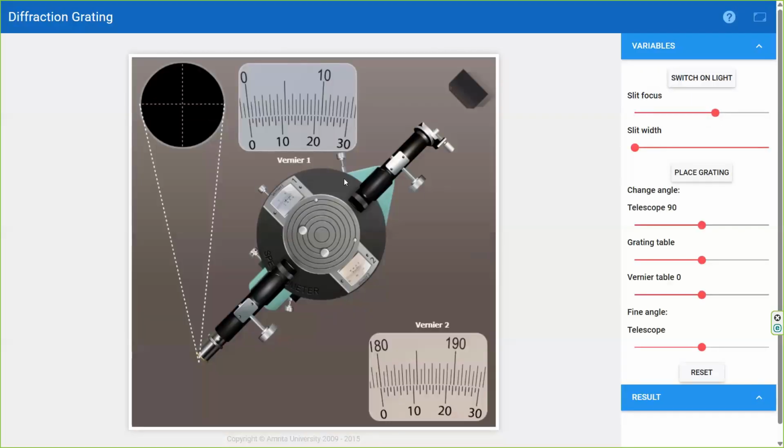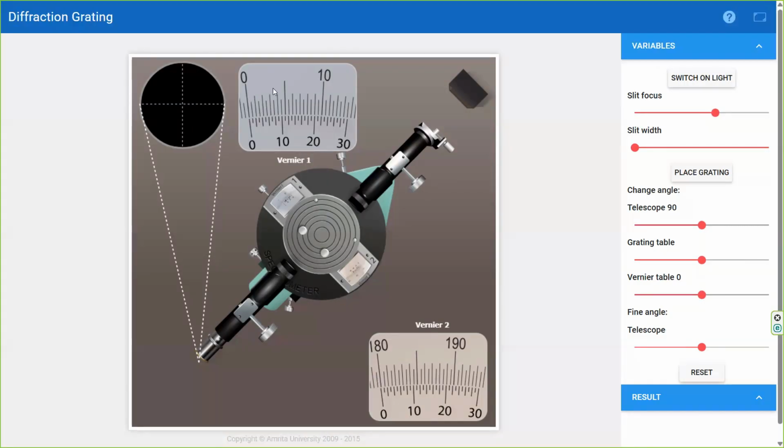Now the top view of the spectrometer is shown here, and this spectrometer is attached with a main scale and vernier scale, and this main scale is circular in nature, and there are two scales opposite to one another, and they are having the difference of 180 degree. That means if one scale shows 0, another scale will show the reading of 180 degree.